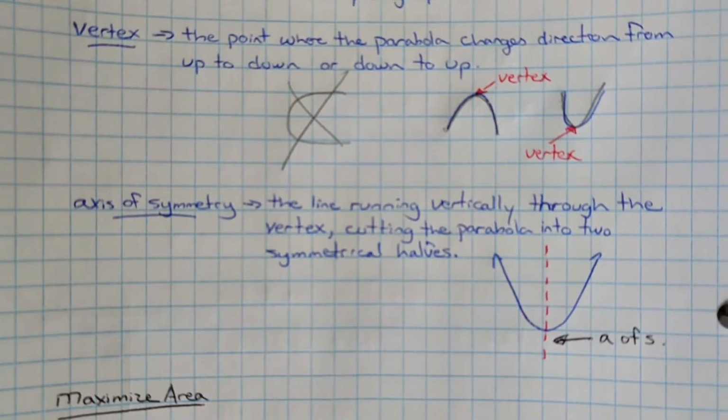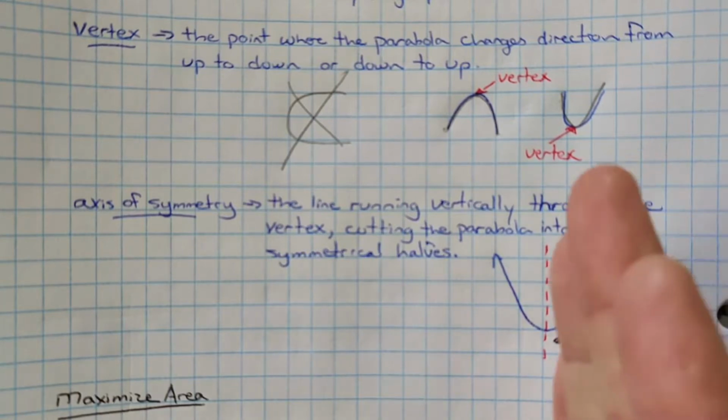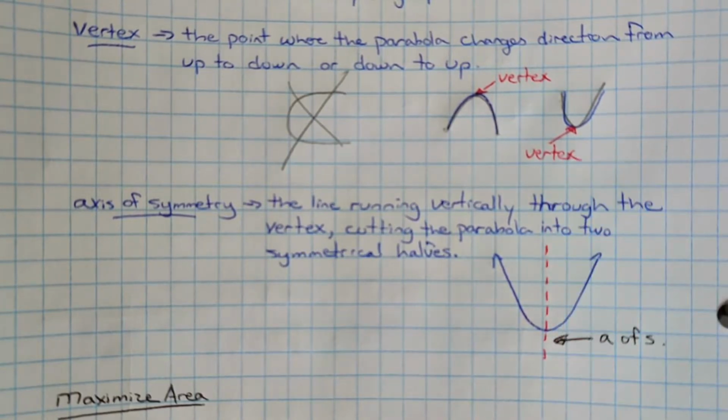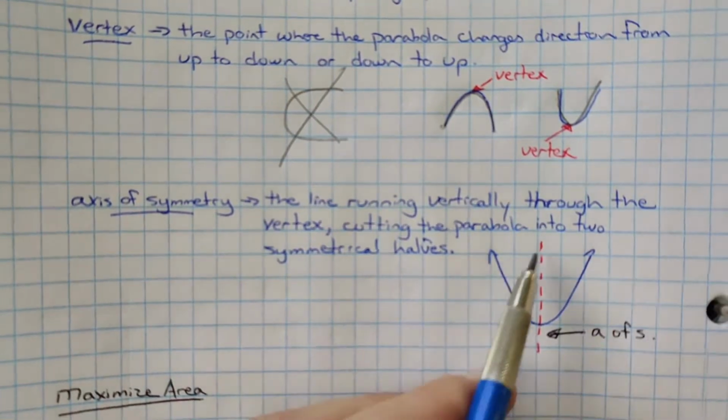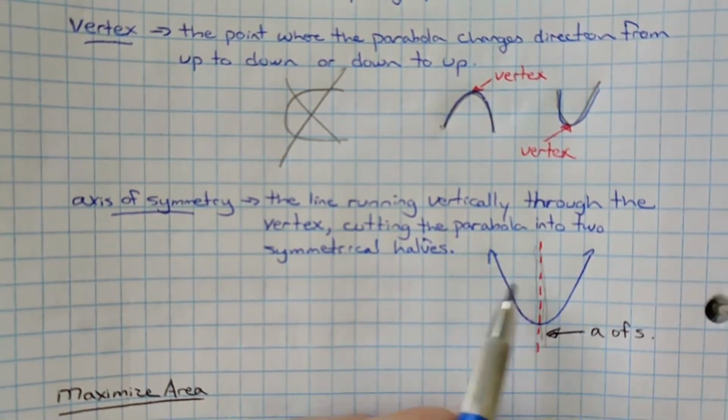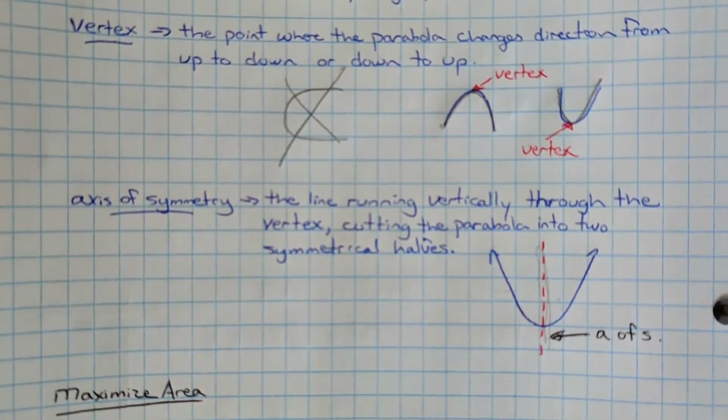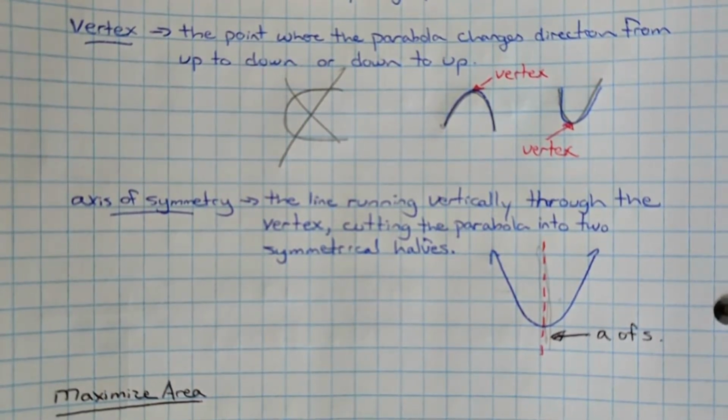The axis of symmetry is the line running vertically through the vertex, cutting the parabola into two symmetrical halves, meaning they're exactly the same. Now, my diagram might not be exactly the same because my drawing skills are not the best. But if you remember back to elementary school, if you used the red mirrors to do symmetry, you put the red mirror on the line, and it would make a mirror image of the object on the other side of the mirror when you look through it. This is the same idea. The red mirror gets set on this line, and the parabola should match side by side. You should be able to fold it in half through the vertex, and it will match up exactly.